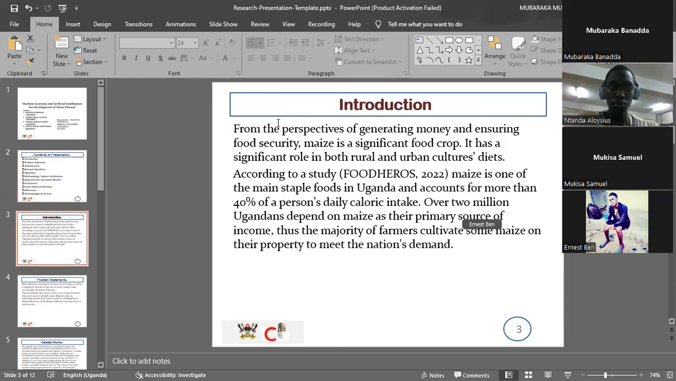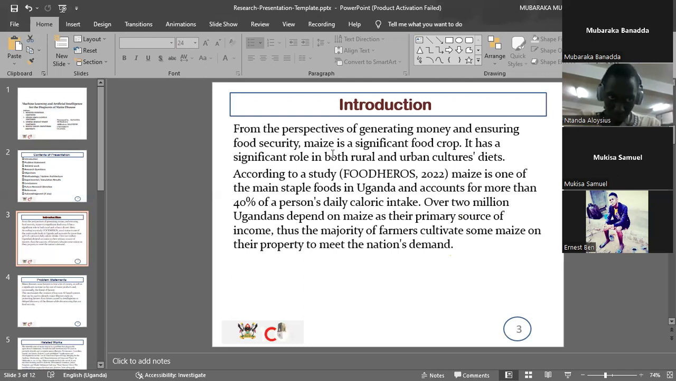So for the introduction, when you look at the perspective of generating money and ensuring food security, maize has been a significant food crop, like almost all houses in Uganda. All of them depend on maize. It has a significant role in both rural and urban cultures. Even at our schools, almost everyone in Uganda has ever eaten maize.